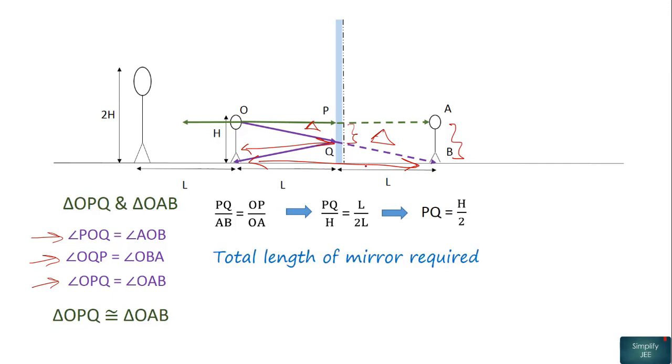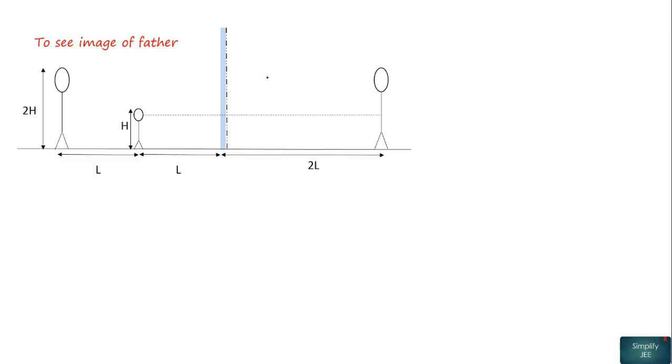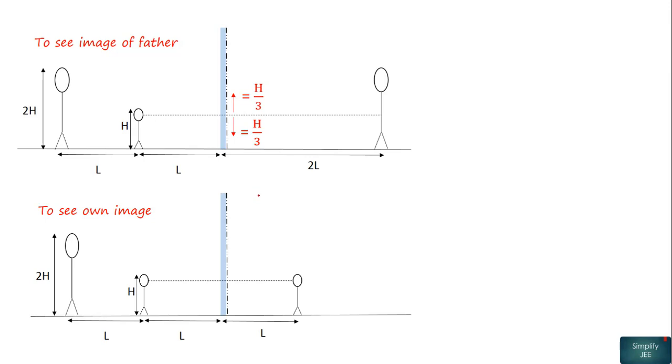Hence the length of the mirror required for the child to see his own image is equal to PQ, that is h by 2. Now in this case, for the child to see the image of the father, the length of the mirror required above this perpendicular is h by 3, and below this perpendicular is also h by 3, and to see his own image, the length of the mirror required below this perpendicular is h by 2.